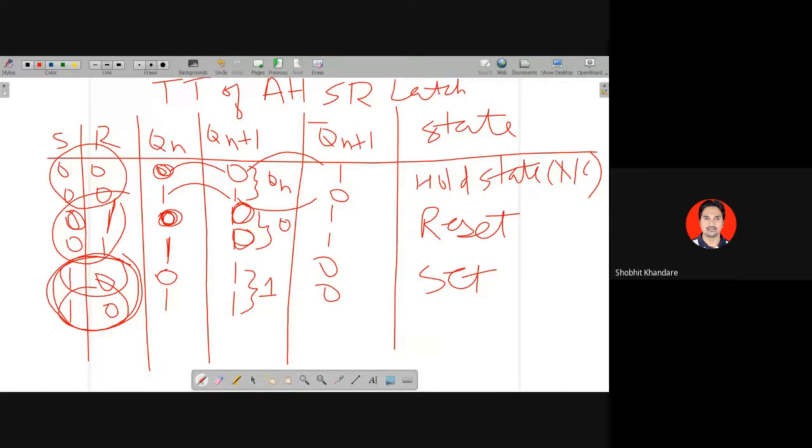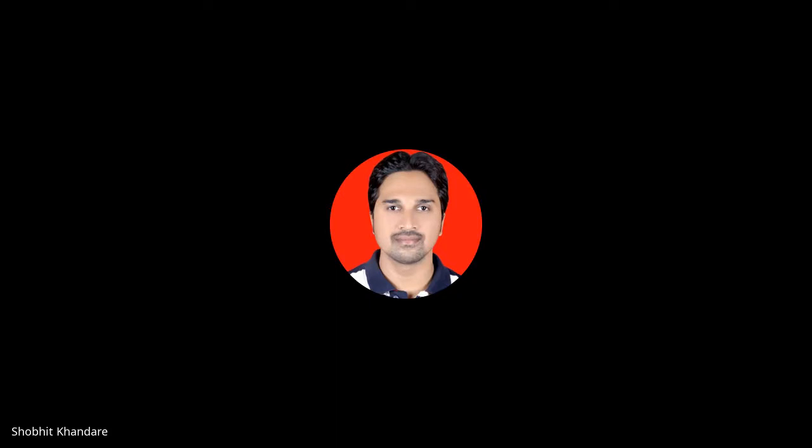Now only 2 rows are remaining. If it is 1 1, whether your present state is 0 or 1, in both these cases your next state will be undefined. Your next state will be don't care.